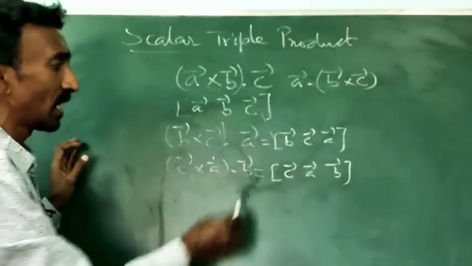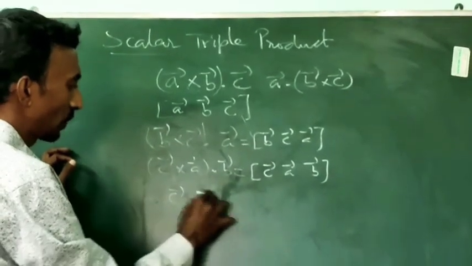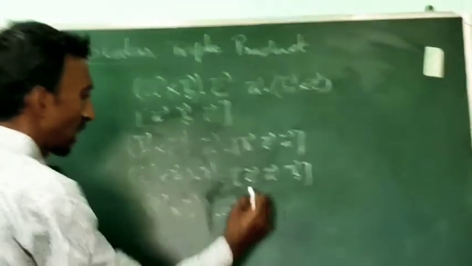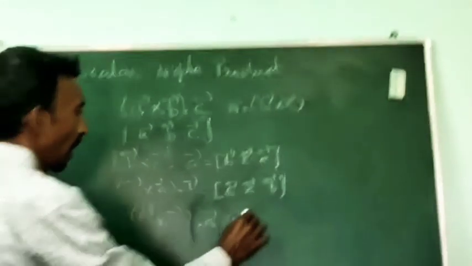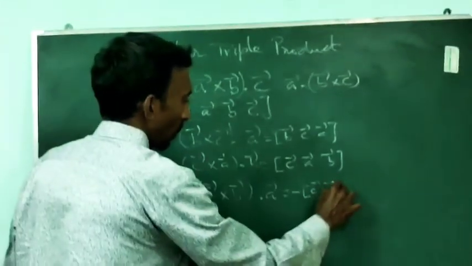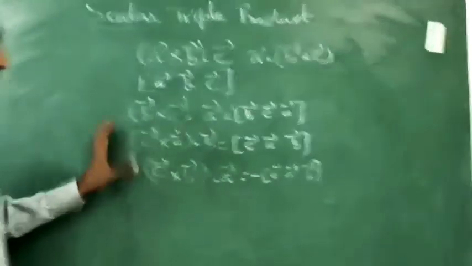If there is any change in the cyclic order, for example, C cross B dot A, we get a negative sign. It is nothing but minus box CAB. Okay, so that is the important thing.